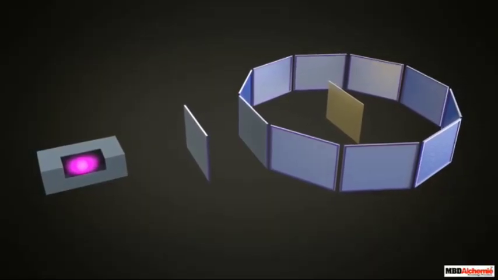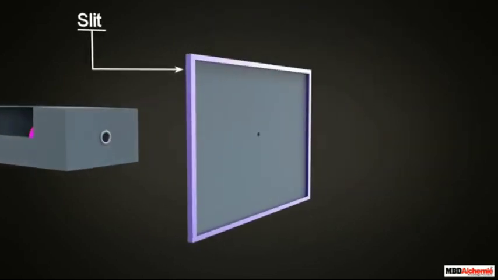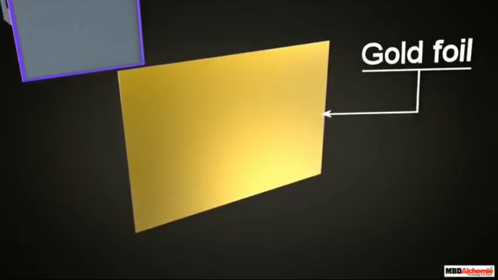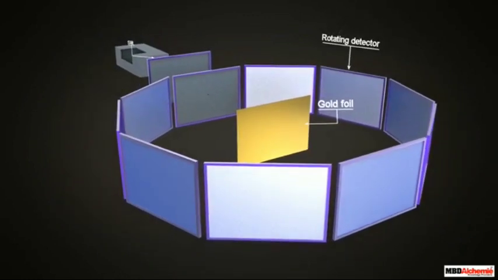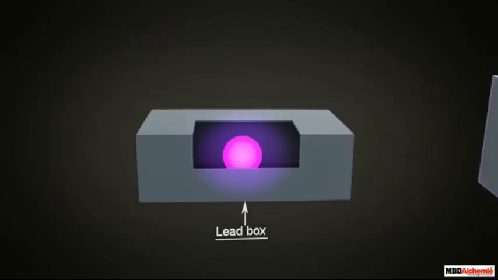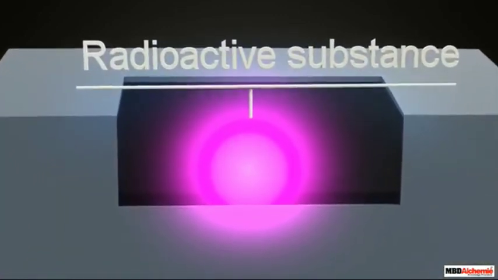The setup of the experiment consisted of a thick lead box with a hole on one of its walls, a slit, a thin gold foil, and a rotating detector at the end. Inside the lead box, a radioactive substance rich in alpha particles was kept. Now, let us see the experiment.